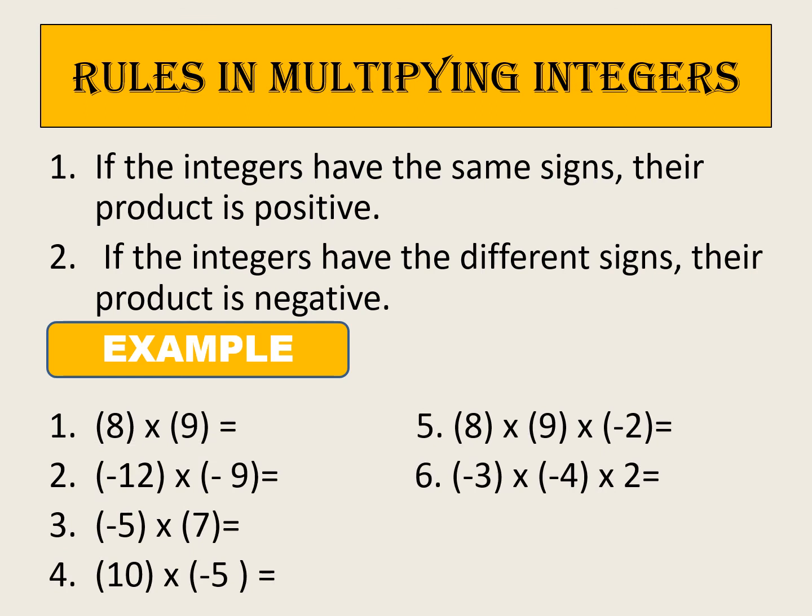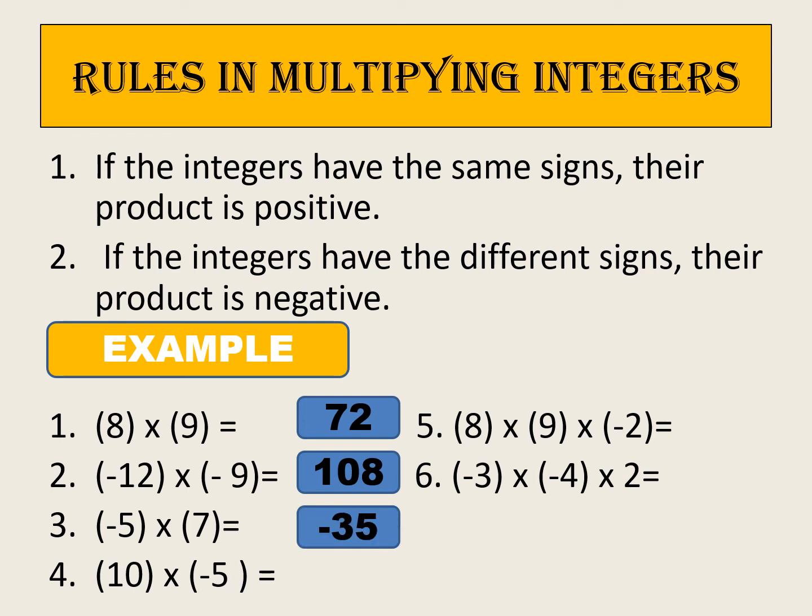Number 1, 8 times 9, the answer is positive 72. They are both positive, so the product is positive 72. Number 2, negative 12 times negative 9, the answer is 108. They have the same sign. They are both negative, so the product is positive 108.